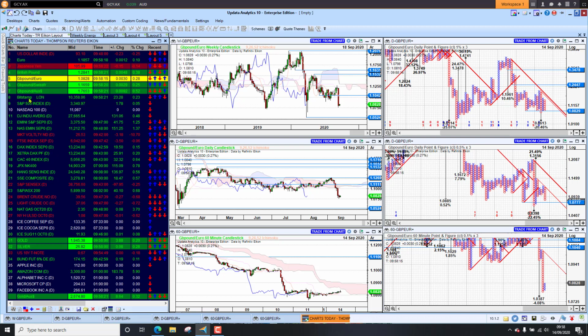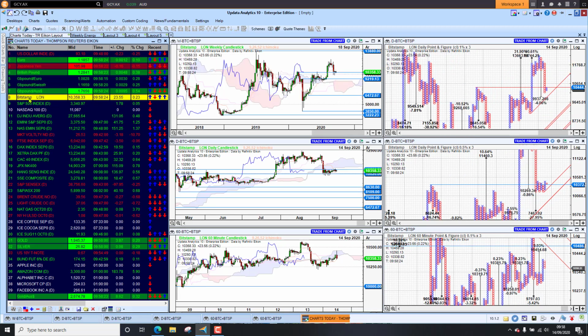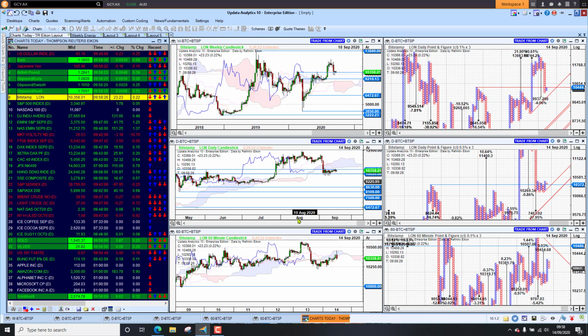Taking a look at Bitcoin, it's sitting at $10,300. Not much change over the last few trading days, and of course we're seeing here the daily and the weekly charts are still looking okay, but we do have this downside target. If we make new lows, we activate that. So quite a volatile picture there.